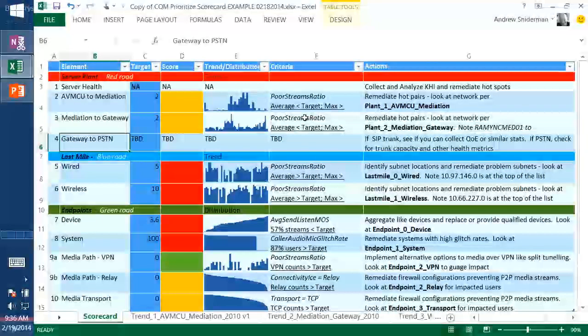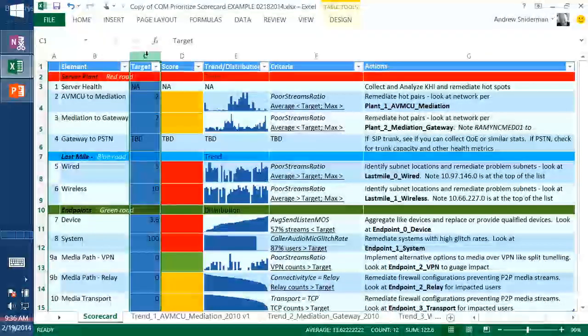So the idea here is you or your customer can fill in this target column with whatever you choose the target to be. In this case, I've put our defaults in. So 2% poor streams, 5 or 10 for wired and wireless, a MOS score for device of 3.6, a value for glitch rate, et cetera. So you can set the targets that you want, and it'll automatically fill in for you where there are areas for you to look at, and then you can drill into the data.